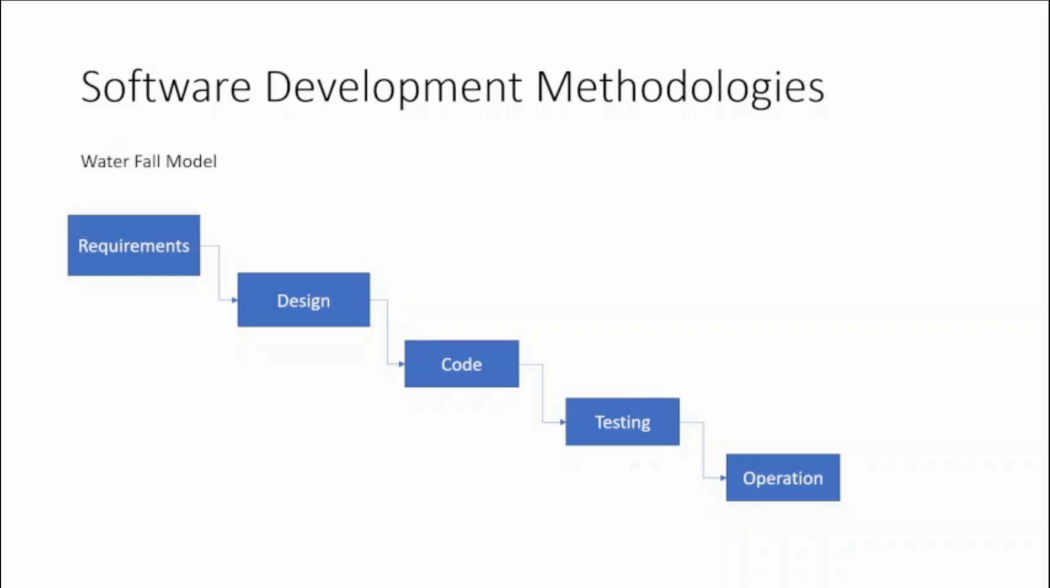Requirements: gather, analyze, and document. Design, resulting in the software architecture. Code, the development, proving, and integration of software. Testing, the systematic discovery and debugging of defects. Operations, the installation, support, and maintenance of complete systems.